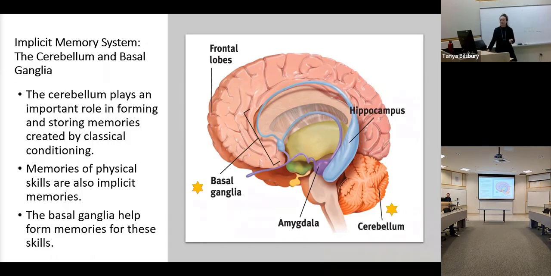Your implicit memory system involves the cerebellum and basal ganglia. And the cerebellum plays an important role in storing memories that are created by classical conditioning. And memories of physical skills are also held there. The basal ganglia are involved in memory for skills. The basal ganglia are involved in voluntary movement. People with Parkinson's disease struggle to make voluntary movements. And they have damage to the dopaminergic neurons in the basal ganglia.